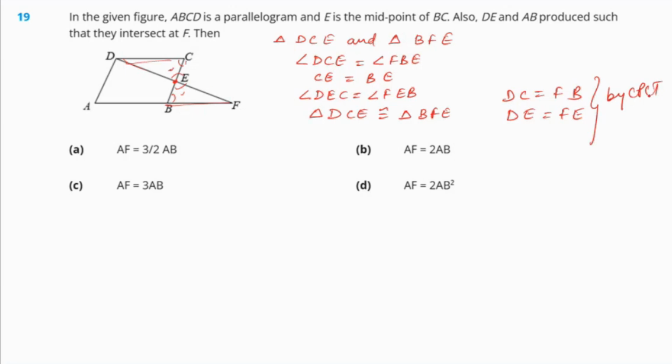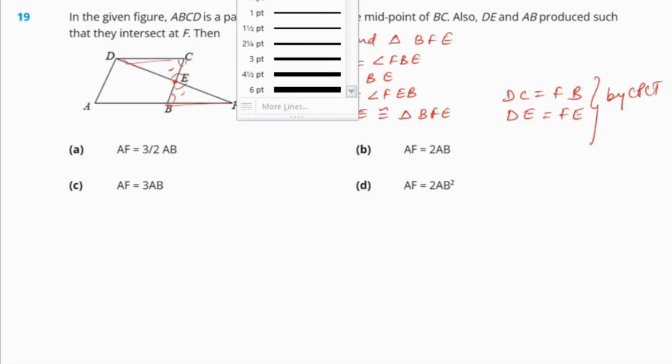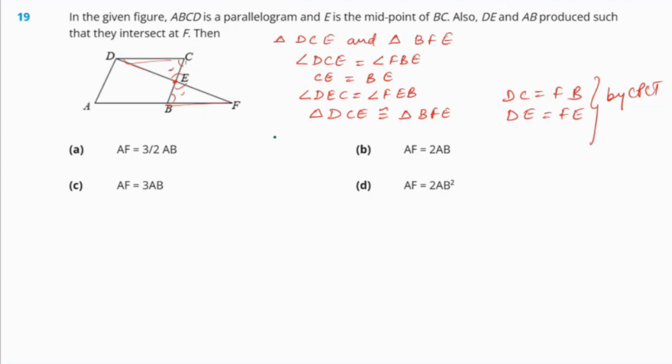Now since this is a parallelogram, we can use the parallelogram property to figure out the length of AF. In parallelogram ABCD, opposite sides are equal, that we already know. So DC should equal AB. And we already know that FB equals DC, and DC equals AB. So FB should also equal AB, because these two sides are equal to each other.